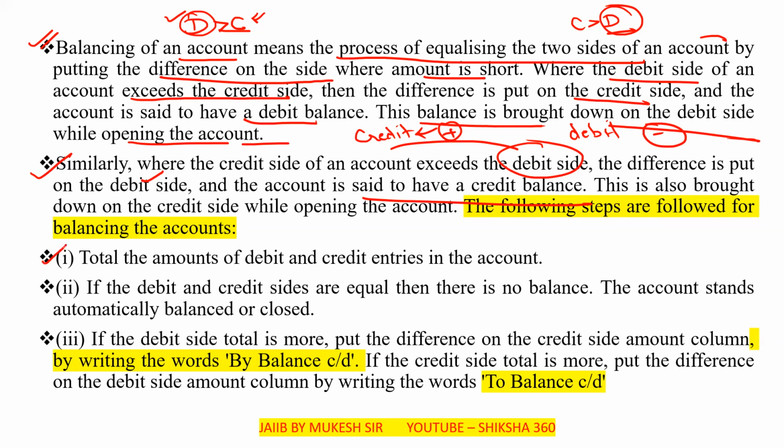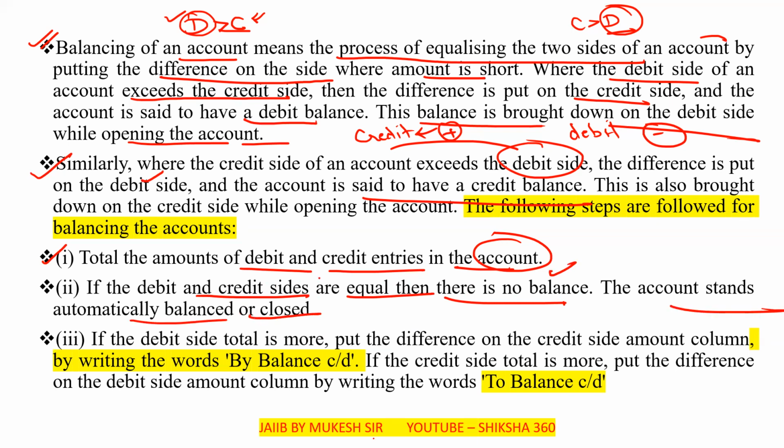First, total the amounts of debit and credit entries in the account. If the debit and credit sides are equal, then there is no balance, or we can say the account stands automatically balanced or closed.